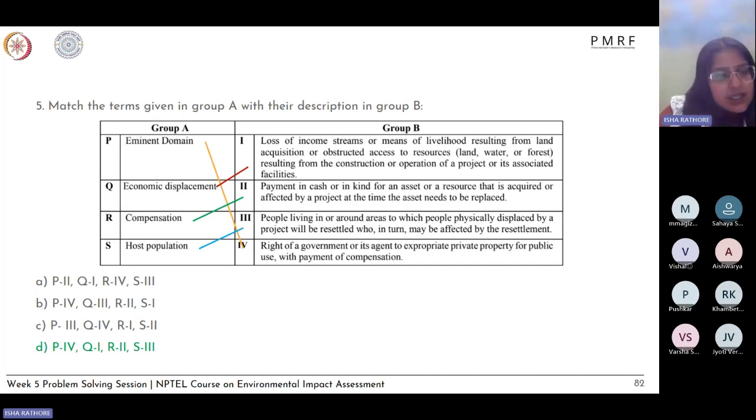Then compensation is any payment in cash or in kind for an asset or a resource that is acquired or affected by a project at the time the asset needs to be replaced. So R matches with 2. And then the host population is the population or the people living in or around areas to which people physically displaced by a project will be resettled, and who in turn may be affected by the resettlement. So S matches with 3. So D, that is P matches with 4, Q matches with 1, R matches with 2, and S matches with 3, is the correct answer.